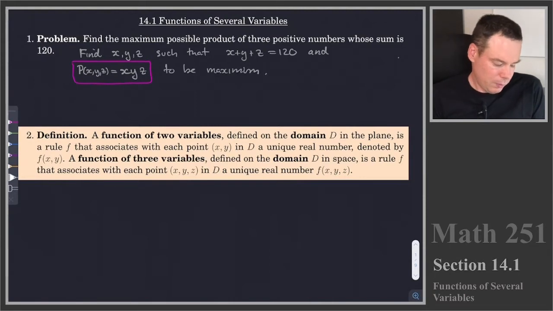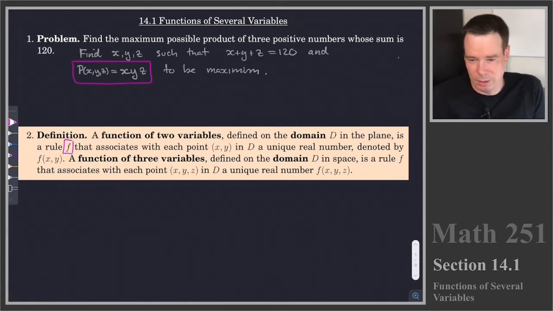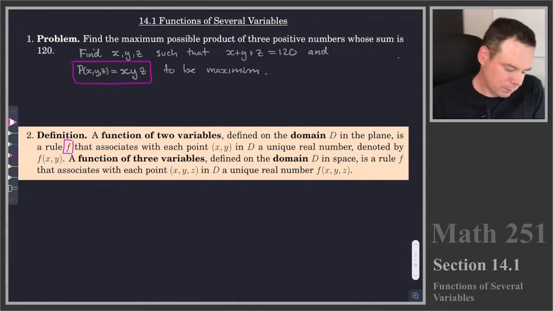So as a definition, let's talk about first a function of two variables. A function of two variables defined on a domain D in the plane is a rule f that associates with each point in the domain a unique real number output. So it's a rule which we've given a name to. It's f here, but the name I gave above for the function of three variables was P above. The name doesn't really matter. It's just whatever name you decide to use.